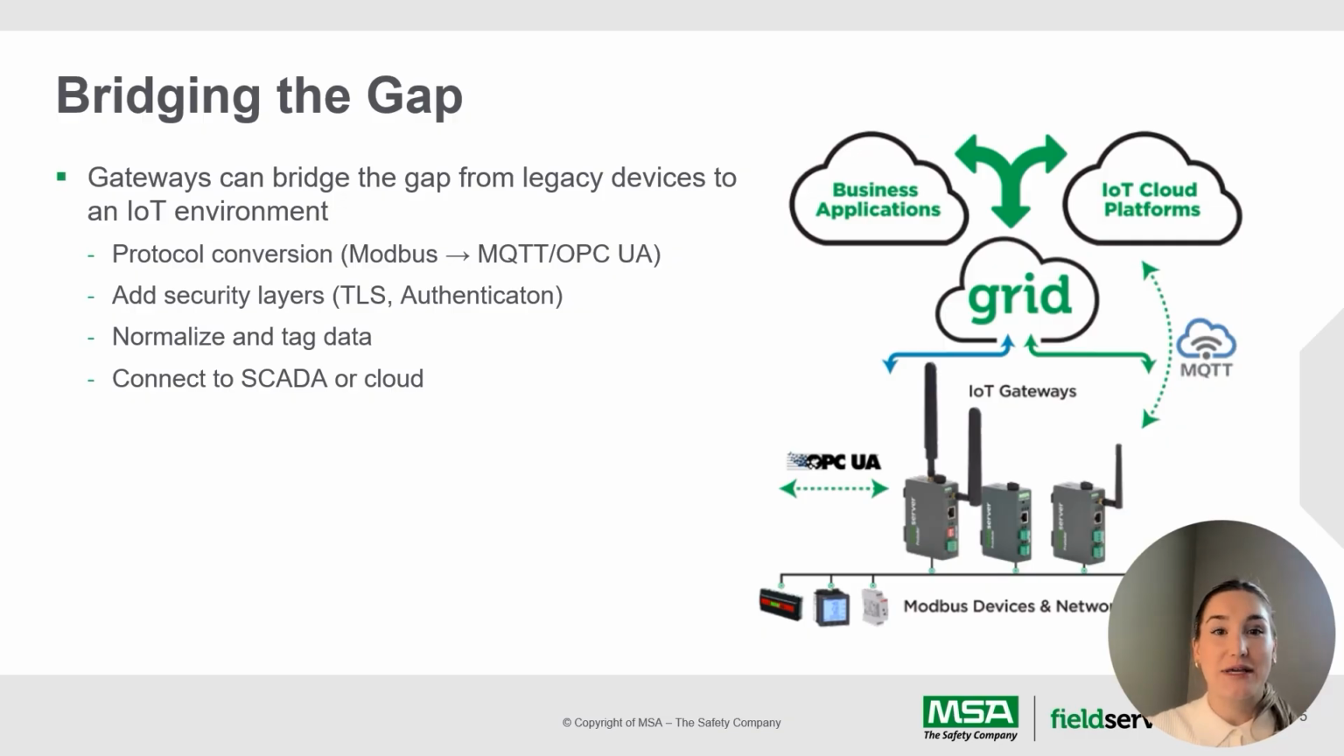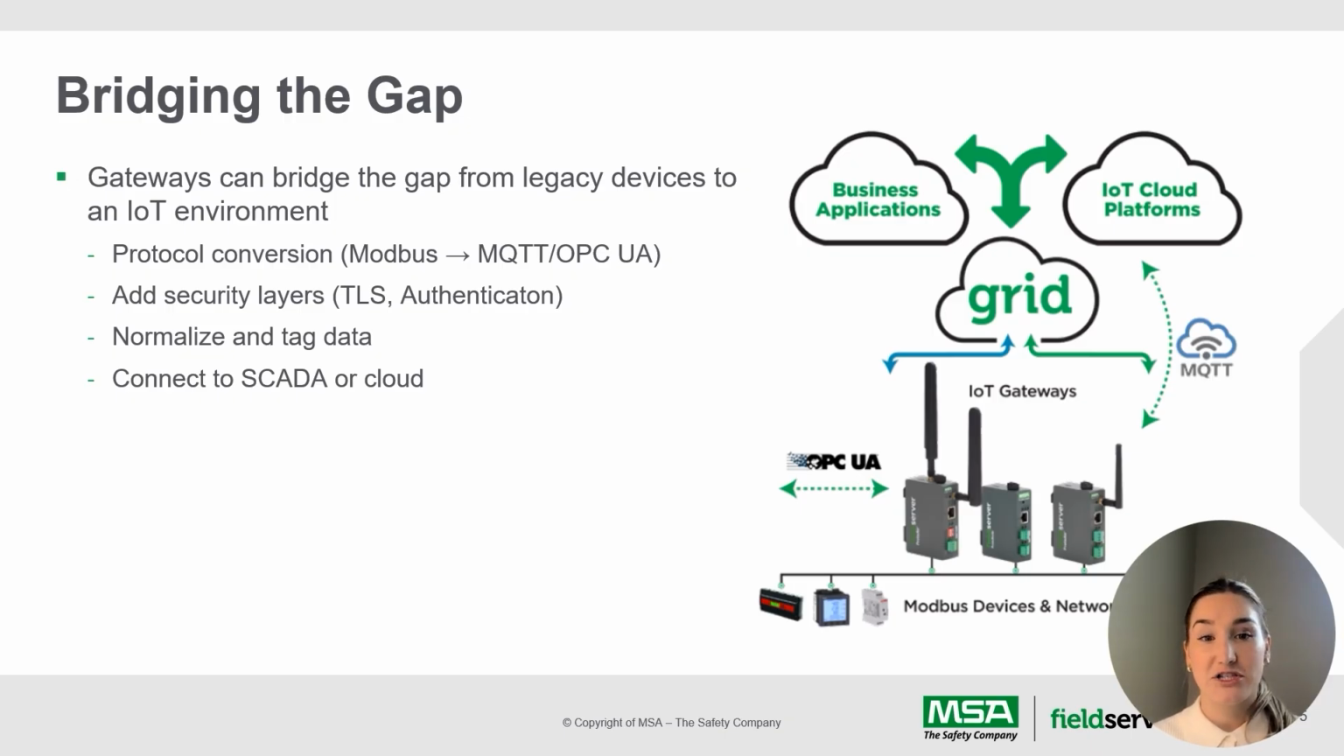Now, let's dive into a key part of any modern industrial connectivity strategy, the gateway. Think of the gateway as a translator, but also as an enhancer. It sits between your industrial equipment and your IT systems and plays a critical role in making that connection not just possible, but secure, efficient, and scalable. Let's break this down. First, translation.